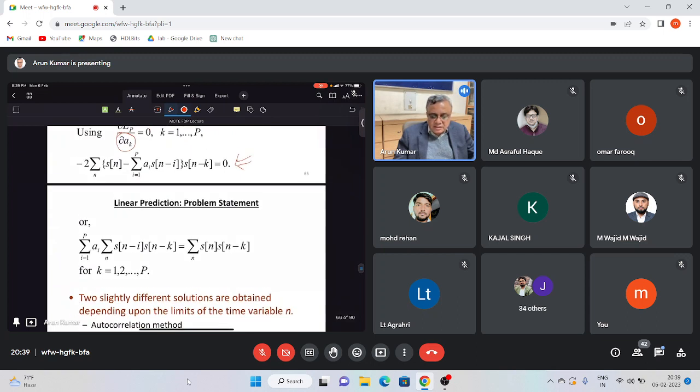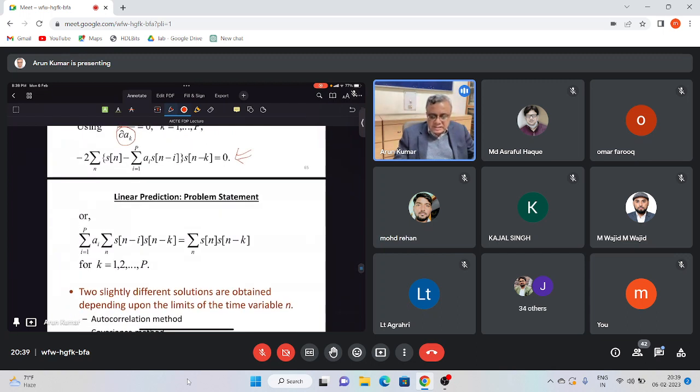Or when we gather these on the left hand side and the right hand side, then this becomes the set of equations that we require to solve in order to get the AKs. Now, these are a set of linear equations that one requires to solve, linear in the variables AKs. The terms in the summation over here are essentially correlation terms which are found from the recorded speech signal.